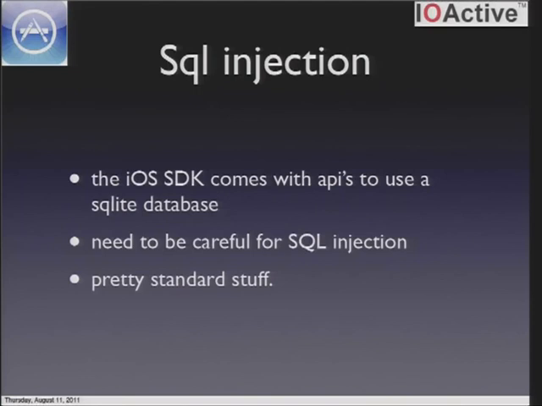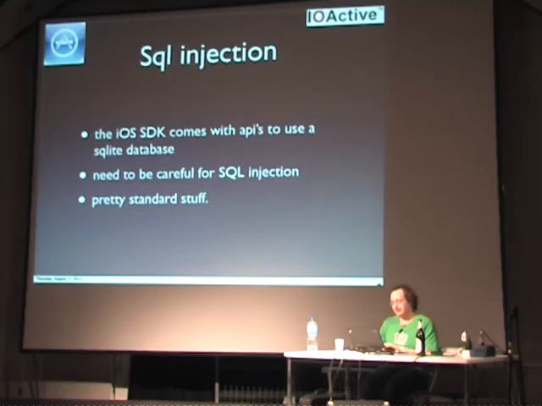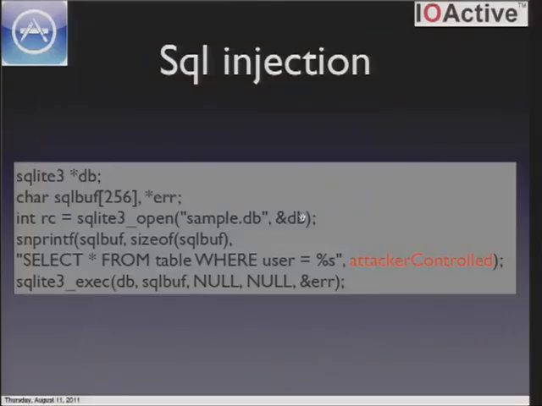The iOS SDK comes with APIs to do SQL, because you can do client-side SQL. Obviously, this is pretty standard stuff. You start doing SQL, you'd better be very careful with SQL injection. This is a very trivial example where you open up a SQLite database, you do a select from a SQLite database, and this is a trivial SQL injection bug right here.